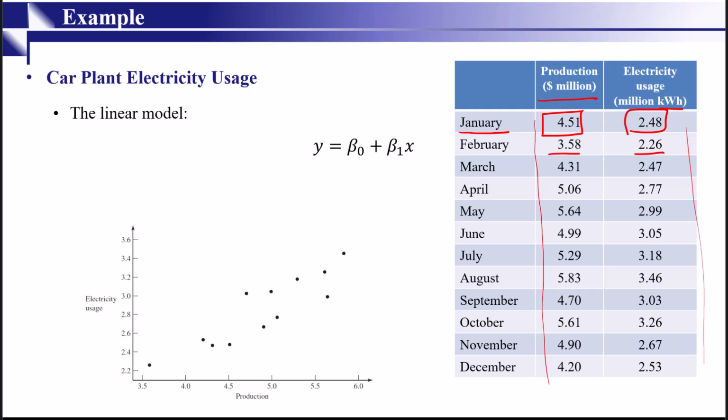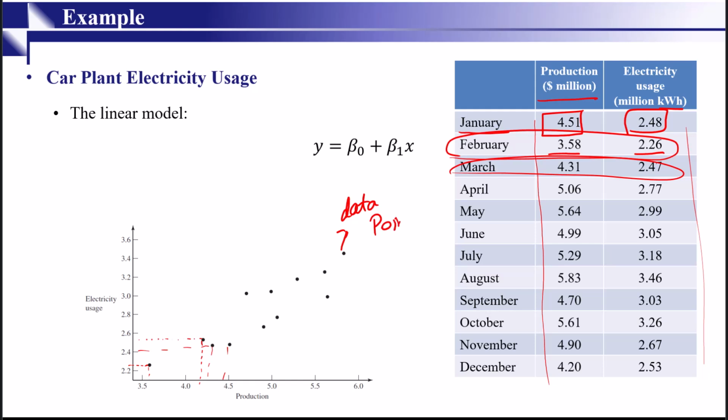We can also plot our data in a scatter graph. So here you can see this value, something like 3.58 and 2.26. So this is the data for February. And here is some other data, something close to 2.6. We can say this is maybe March. These are real data, or you can say data points.